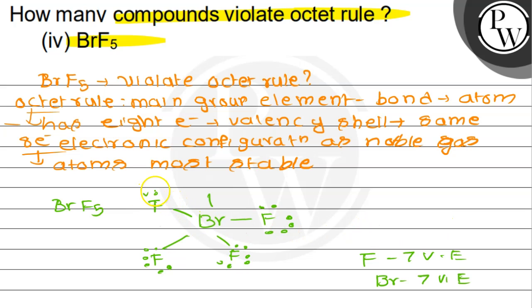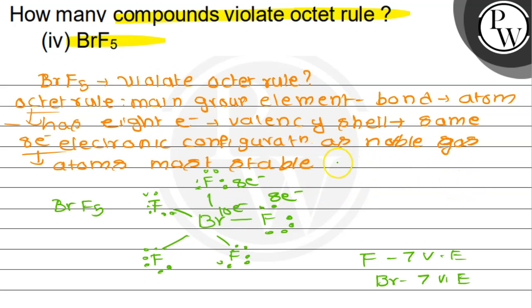So here, one fluorine, one fluorine. Now we count the number of electrons present around each atom. Around all the fluorines, how many electrons are present? 8 electrons are present around each. Whenever we see the bromine, totally 1, 2, 3, 4, 5, 6, 7, 8, 9, 10, 10 electrons are present.